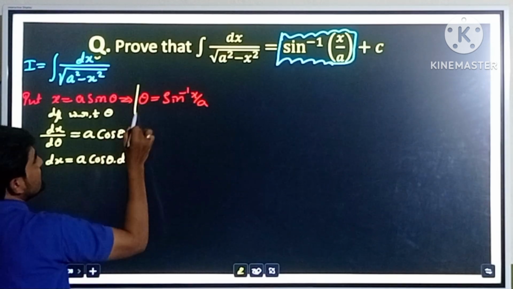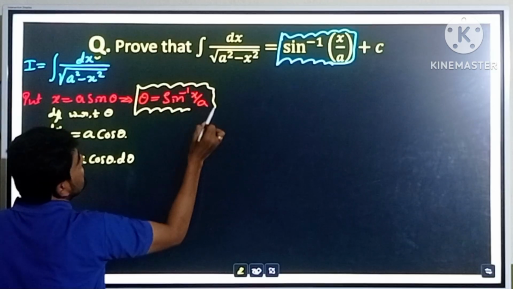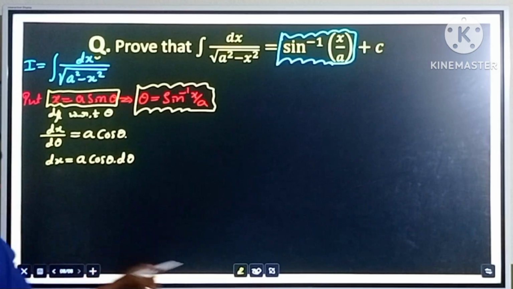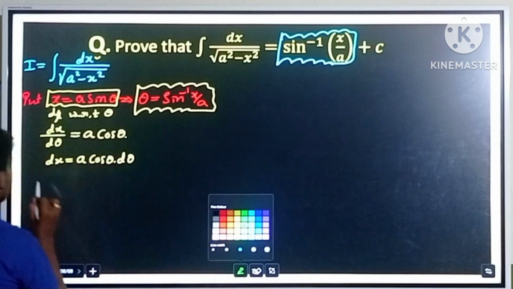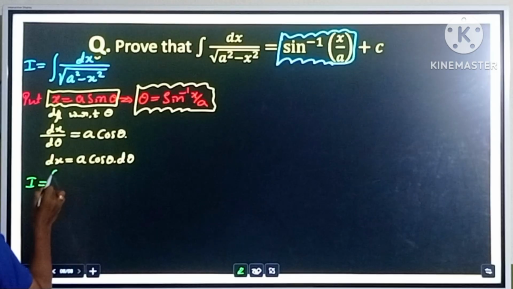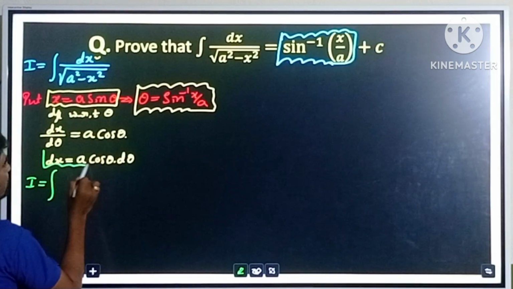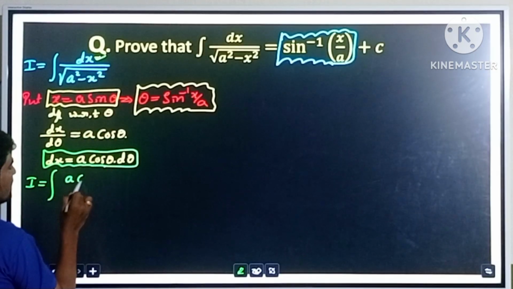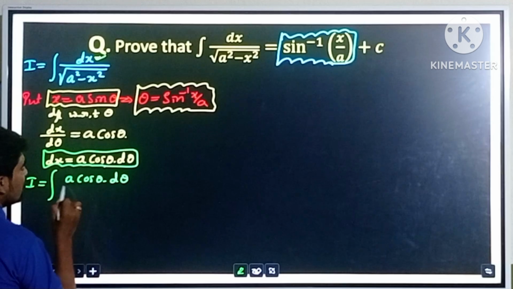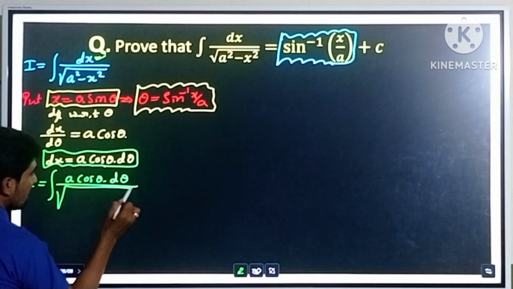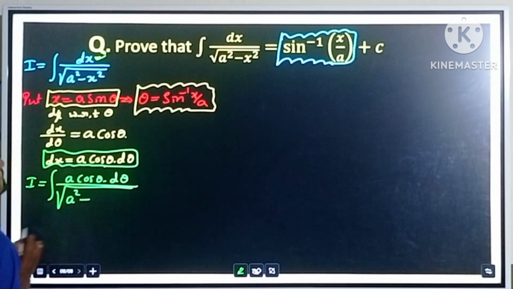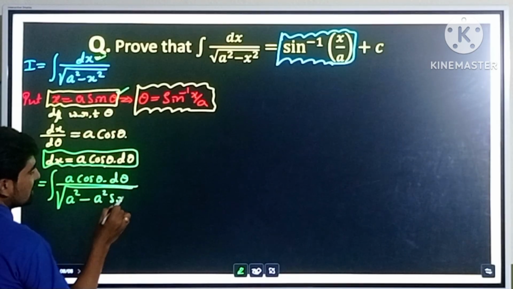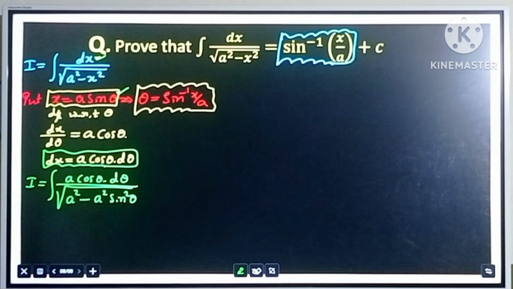Now, by using this substitution, that is x is equal to a sin theta, I becomes the integral. I is equal to the integration of dx. What do we get as the value of dx? Dx is a cos theta into d theta. So in place of dx, a cos theta into d theta divided by square root of a square minus x square. X is what? A sin theta. Therefore, x square is a square sin square theta. I hope all of you are understanding.